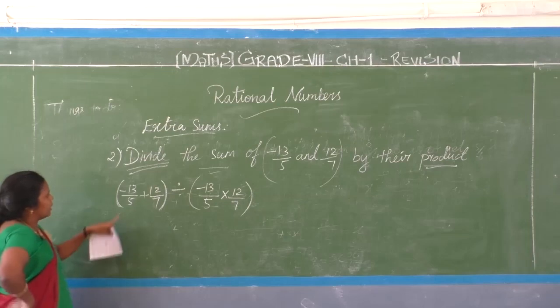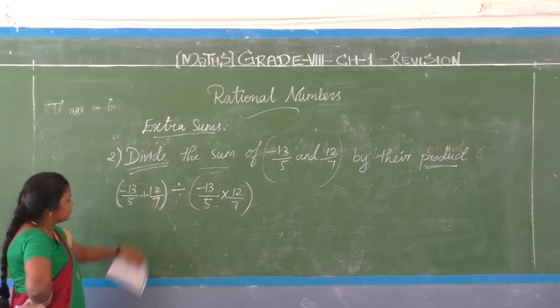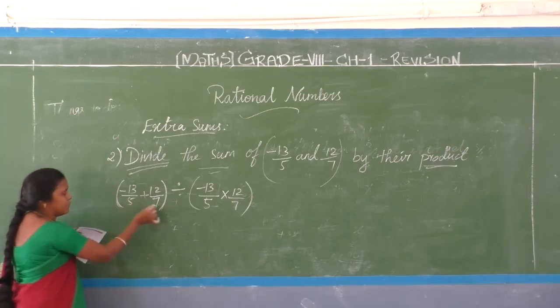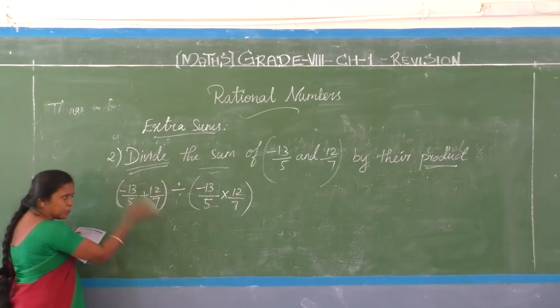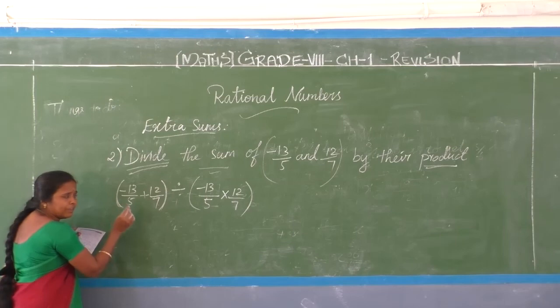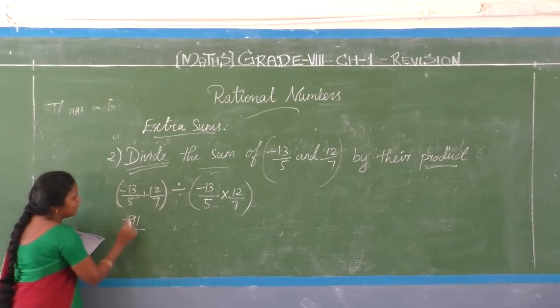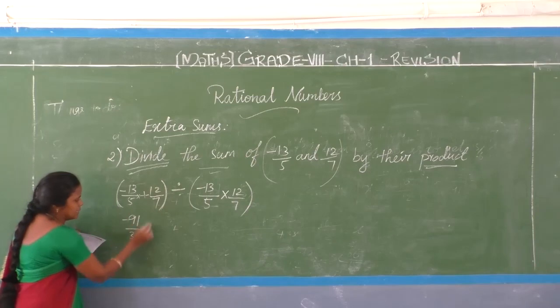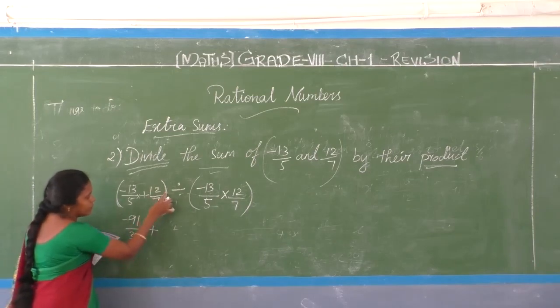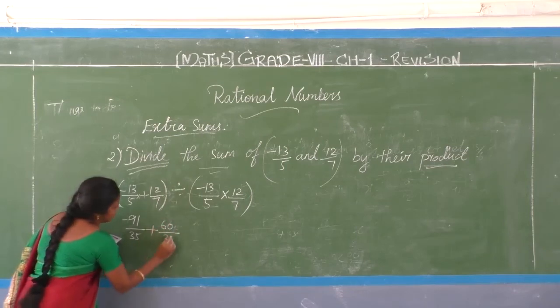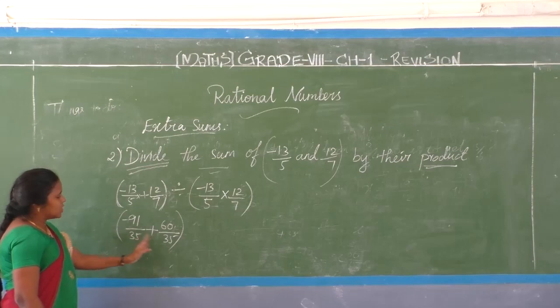In the numerator place what do we have? The sum of minus 13 by 5 plus 12 by 7. Addition of unlike rationals, as usual LCM. What is the LCM of 5 and 7? Both are prime numbers, so their product is the LCM. So the LCM of 5 and 7 is 35. To get the LCM 35, here we have to multiply by 7. So 13 sevens are 91, minus as it is, by 5 sevens are 35. Clear? Plus, here for the LCM 35, the common factor is 5. So 12 fives are 60, 60 by 35.